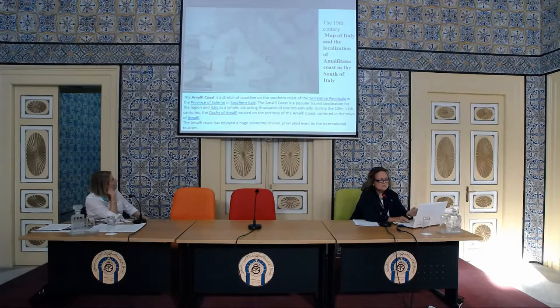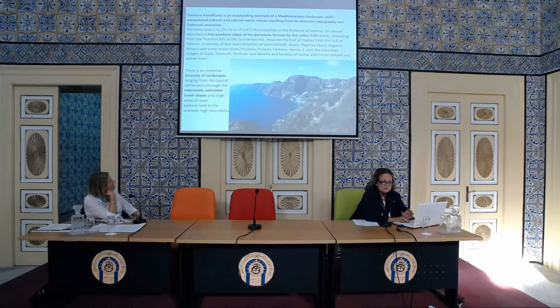This is the localization for the people that don't know Amalfitana Coast. It is in the south of Italy, the Gulf of Salerno, and is a very old Ducato di Amalfi. This is the landscape of the Costiera. It's an outstanding example and the dramatic topography and historical evolution.